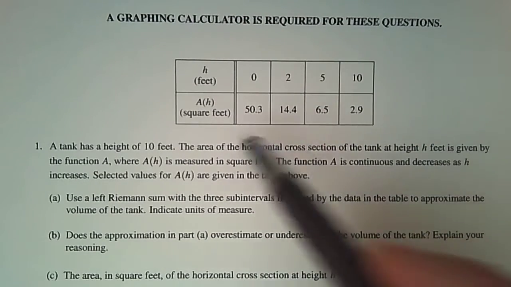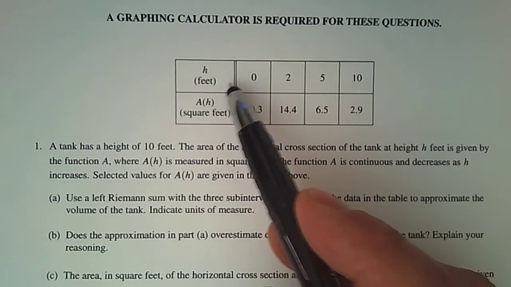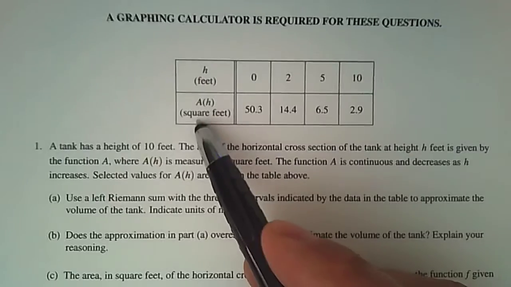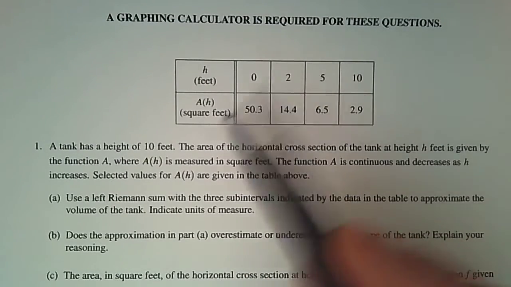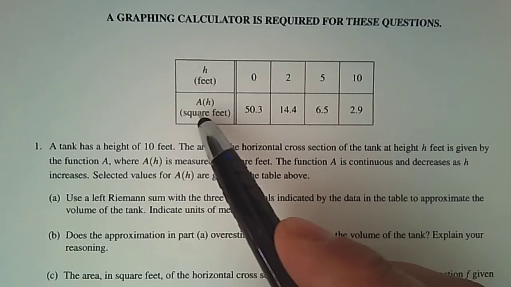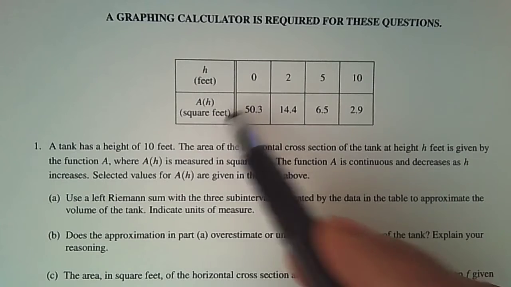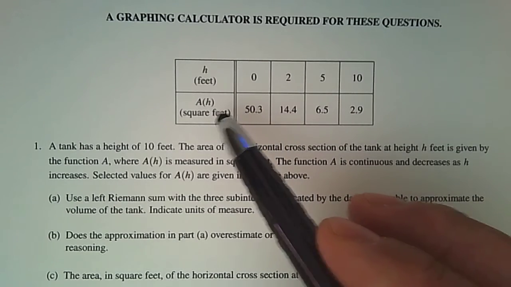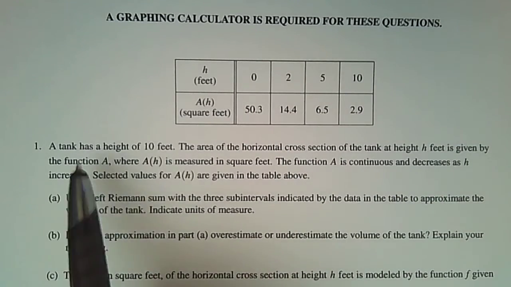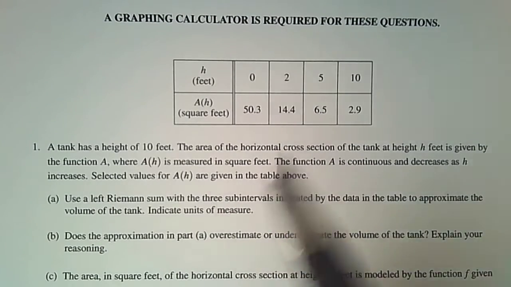We're given a table of values. I really look at the units here. The first is feet. Here is square feet, so it's not a rate. So to me, first of all, I'm looking at that. So A is probably area to do with square feet, but not like square feet per minute or something like that. So it's just a unit, square feet. A tank has a height of 10 feet.